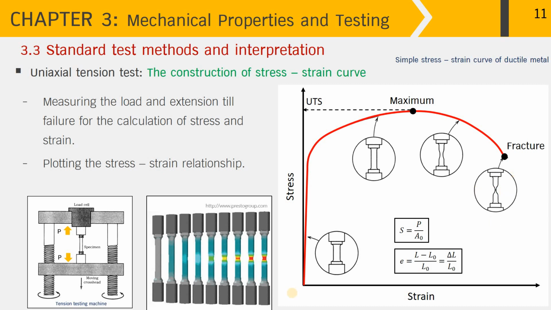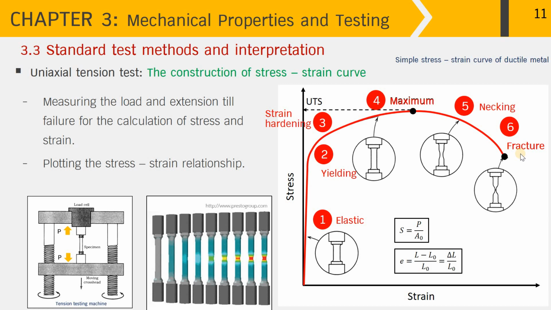Therefore, for the whole period of testing, we can construct the stress-strain curve like this, which I would like to divide into 6 important steps. The first step is where the stress and strain are proportional, and it is said that the specimen behaves in an elastic manner. Next, the specimen will go through yielding, then strain hardening until reaching the maximum point, where we obtain the ultimate tensile strength, showing what the specimen can withstand without failure. Then it goes through necking, non-uniform deformation, and proceeds to the final step of fracture.